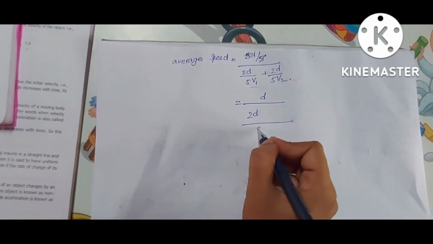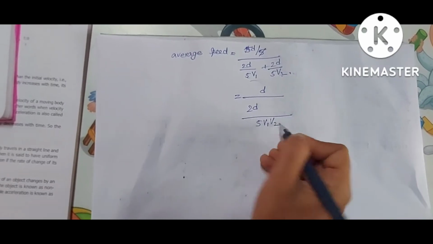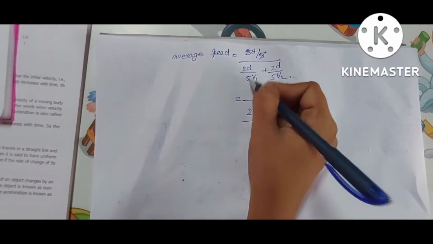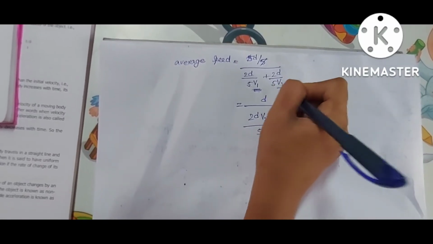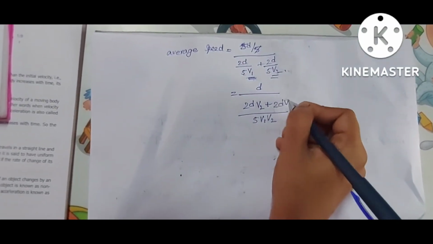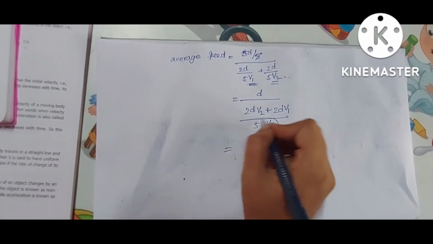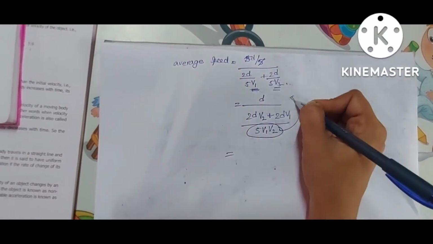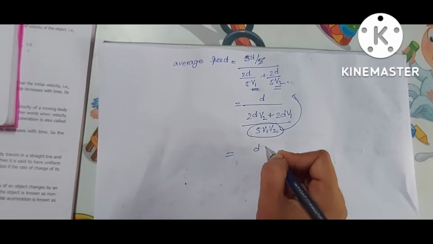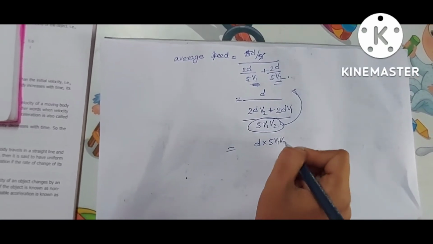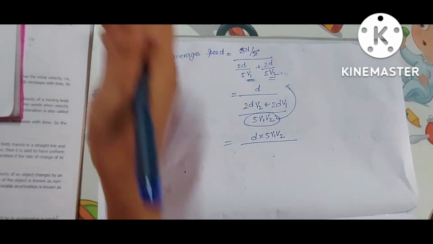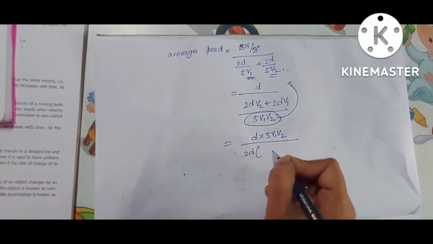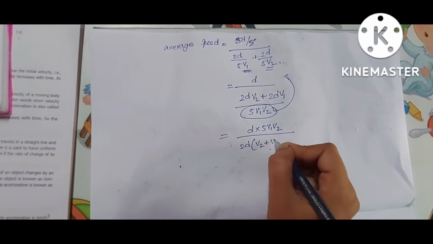Here let me take 5V1V2 as the LCM. Here we did not have any V2, so let us multiply with V2. And here we do not have V1, so it is 2 into V1. Now, send this denominator to the numerator. So here it is D into 5V1V2 by, here you can find 2D as common. So take this common out. Then you can write 2D as common, then V2 plus V1.